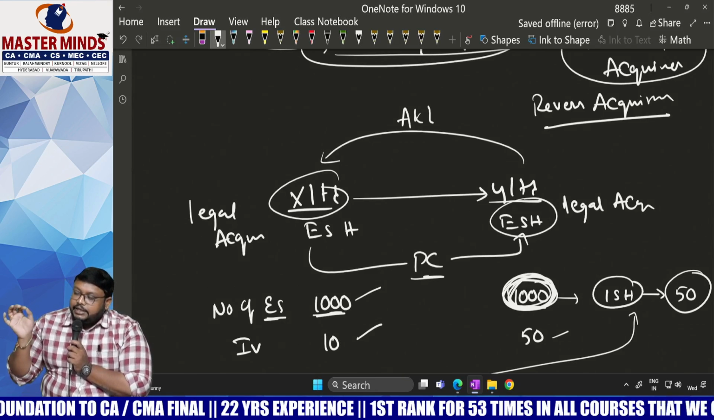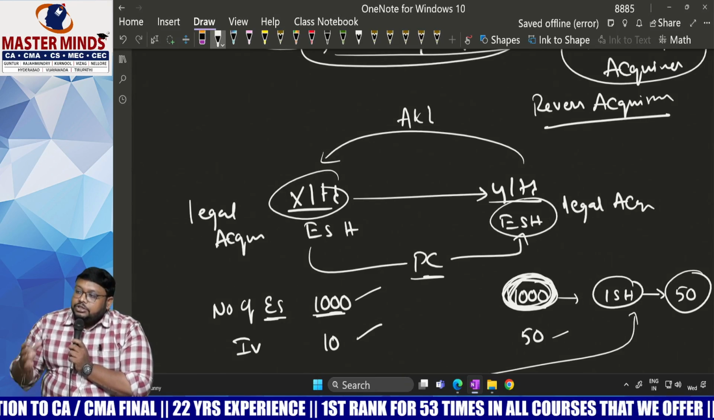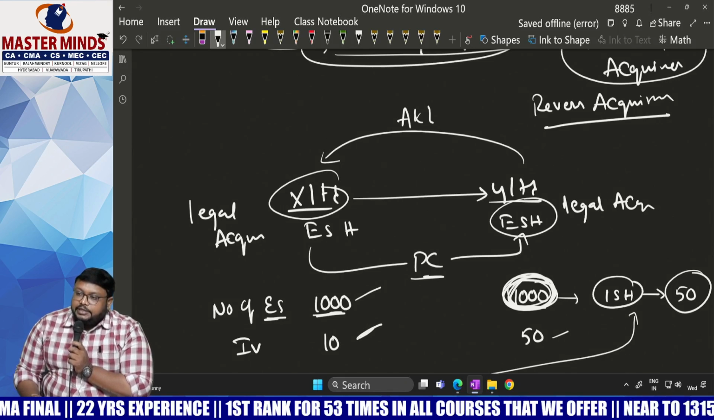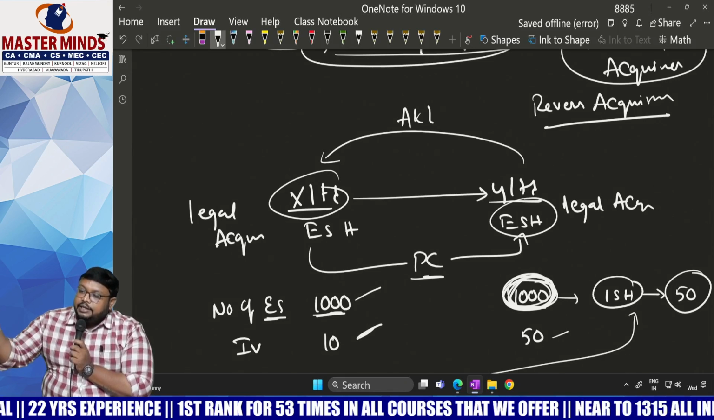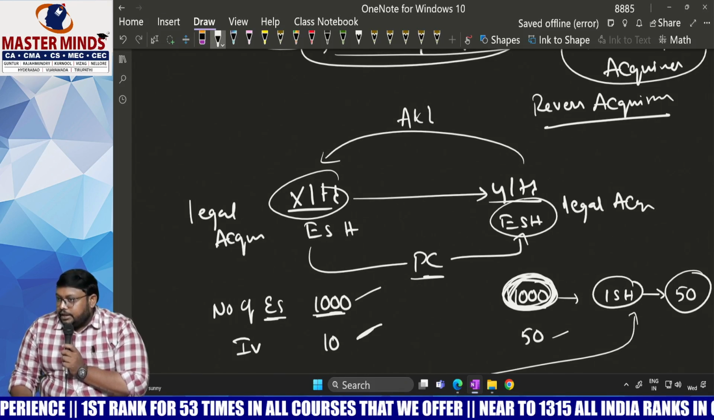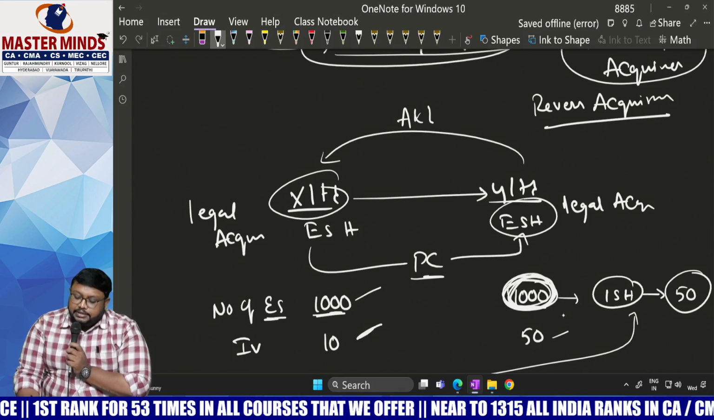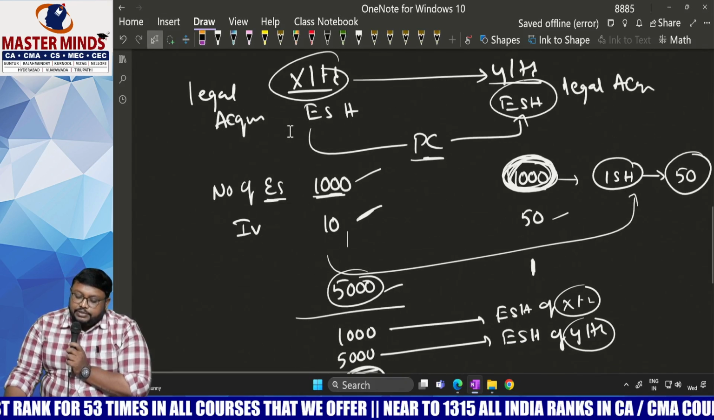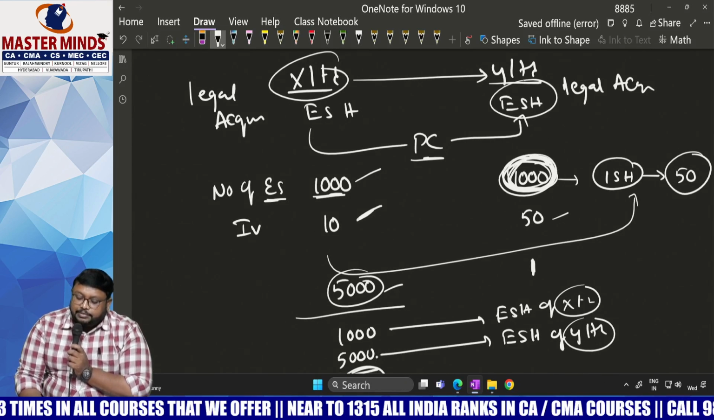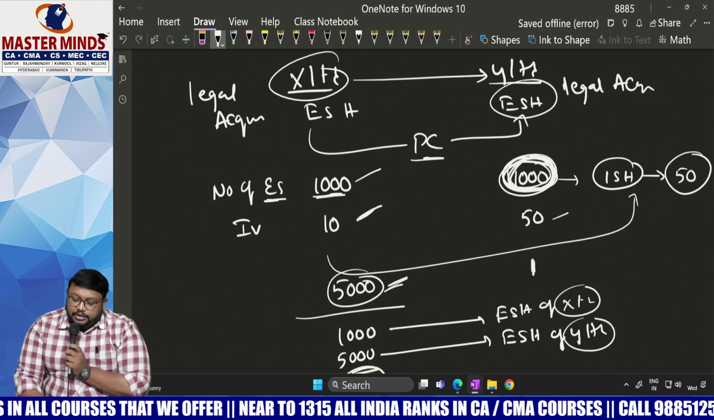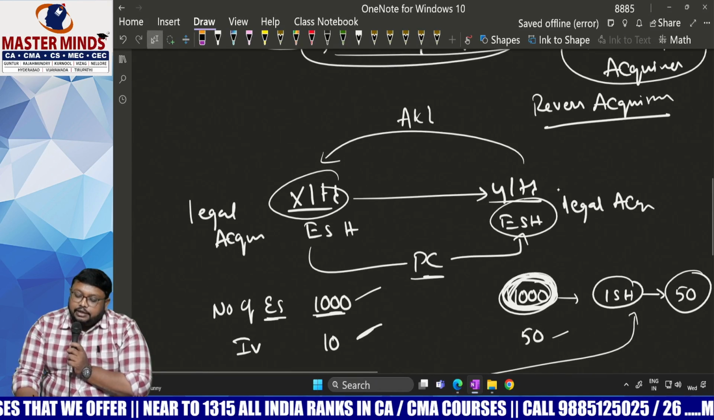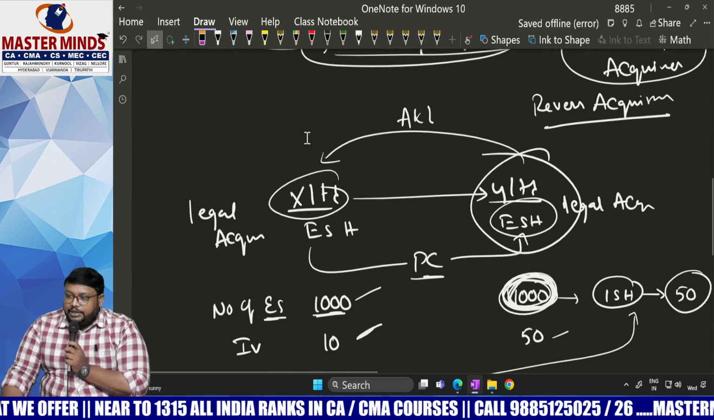For each share of Y Limited, when I give my equity shares, each share is 10 rupees. So I have to give 5 shares to settle 50 rupees for one shareholder having one share. So I have to give 5 shares to settle one share in Y Limited. To settle 1000 shares in Y Limited, I have to issue 5000 shares. These 5000 shares I am issuing to Y Limited shareholders.